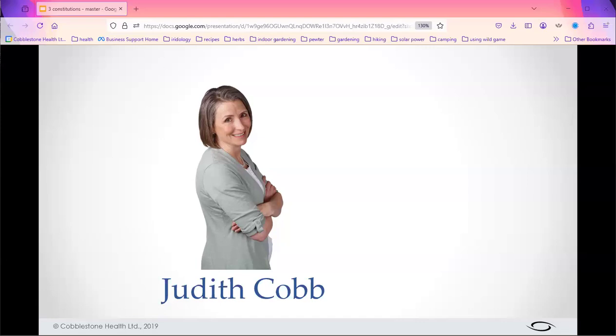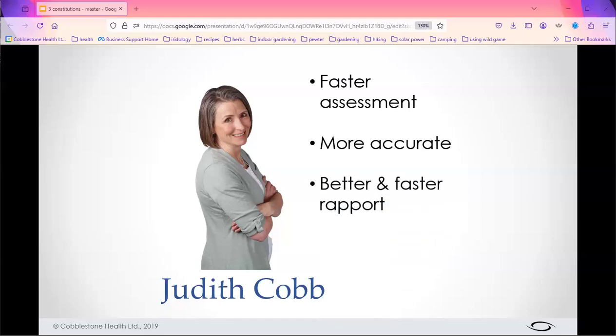All right. Iridology will help you do faster assessments. The eyes can guide the questions you should be asking, be more accurate in your assessment, build better and faster rapport. Your clients really feel heard when you do iridology in a proper way, in a good way. And it eliminates the need for an intake form.